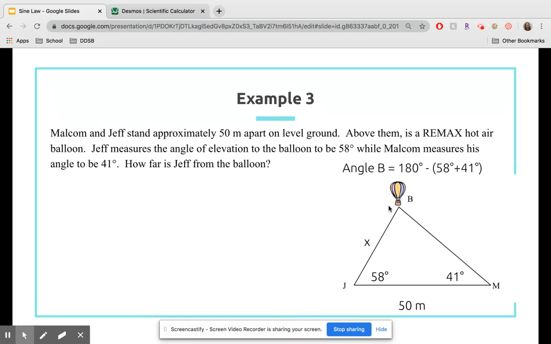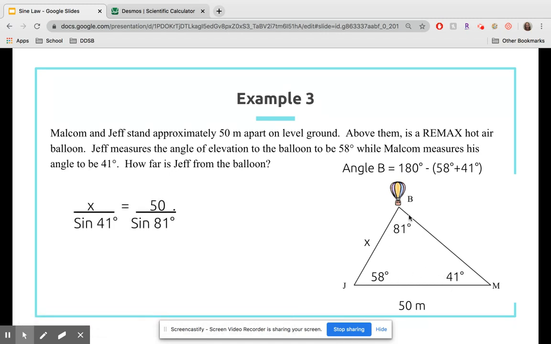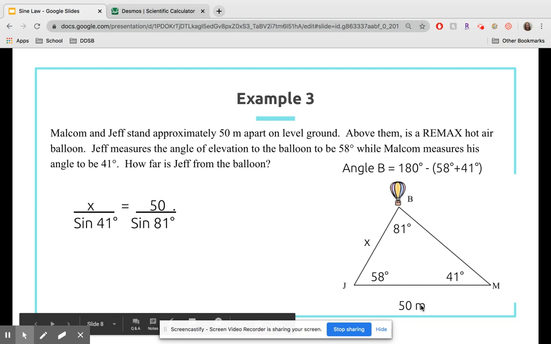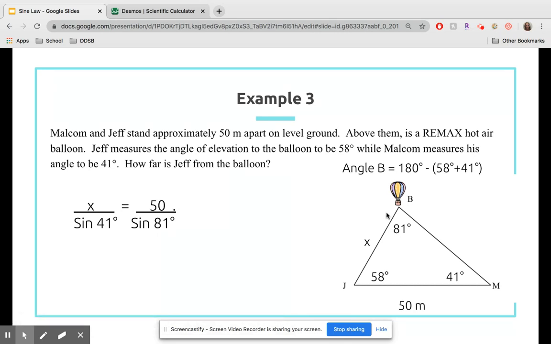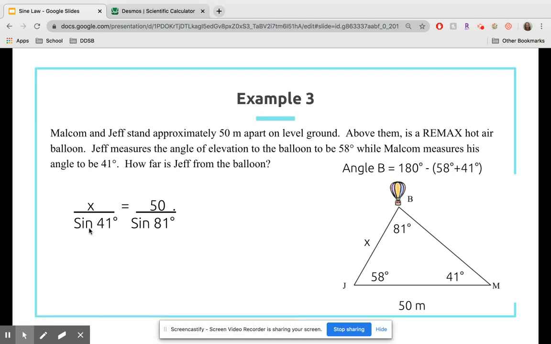So we need to find the missing angle inside. Whenever you have two angles, make sure you find the third angle. So we take 180 and subtract these two added together. This gives me 81 for this angle. Because we need to know at least one side length, we've got 50, which is across from this angle, and then x, which is across from 41. We put it into the sine law equation, cross the sine 41 over, multiply it by 50, and divide by what's left. This gives me x is 33 meters.